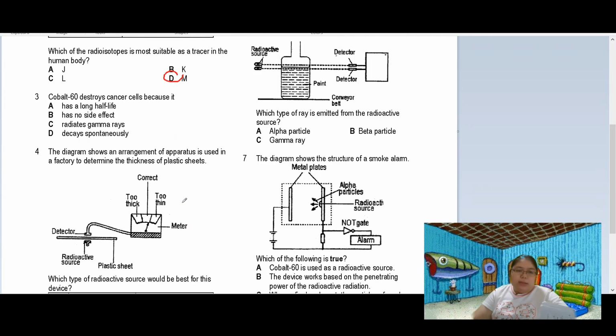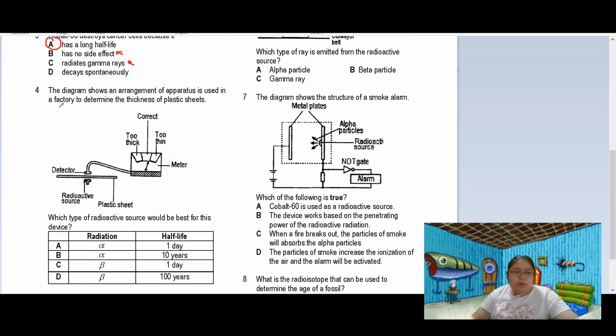Cobalt 60 destroys the cancer cell. Why are we using cobalt 60? Because it can destroy the cancer cell. Radiation for gamma ray, many also give gamma ray, not just cobalt, so this one is not the best answer. Decay is spontaneous, everyone is spontaneous. So from here it should be a long half-life, because cancer treatment is a long-term disease, so you need a long time to control it. Okay, now we go to number 4.